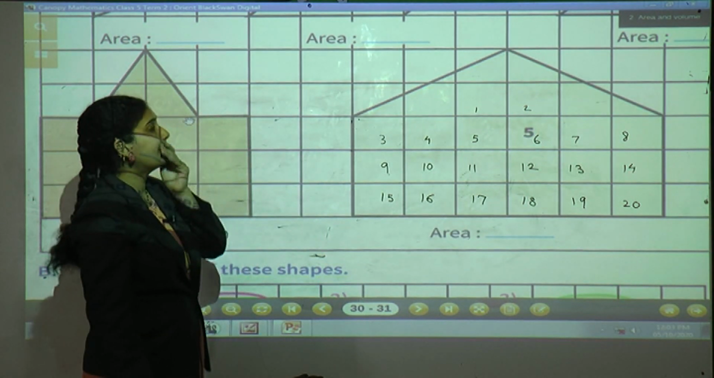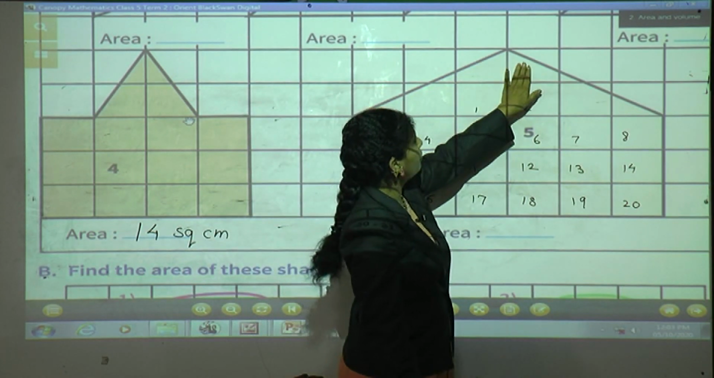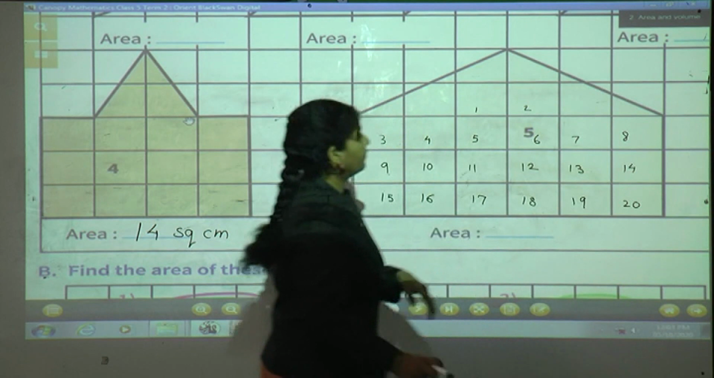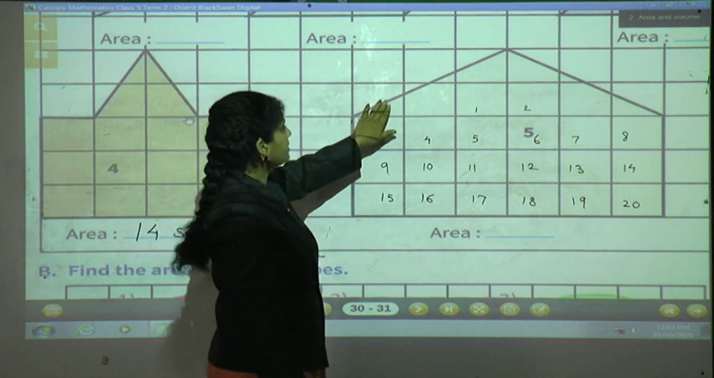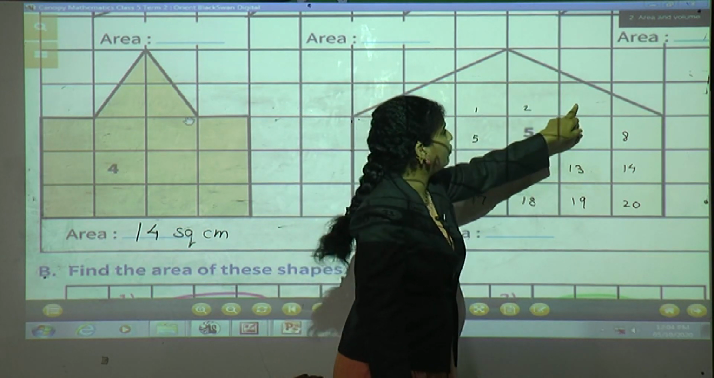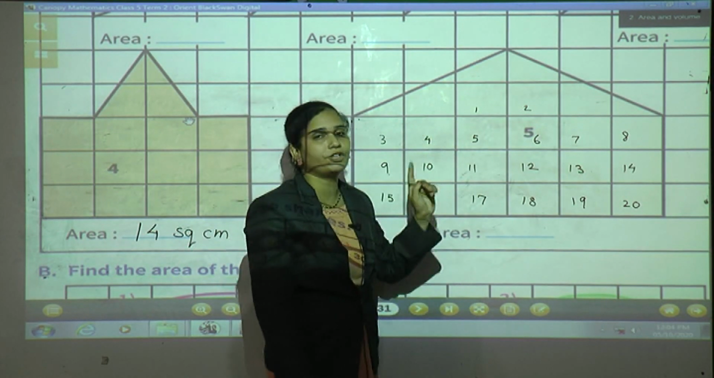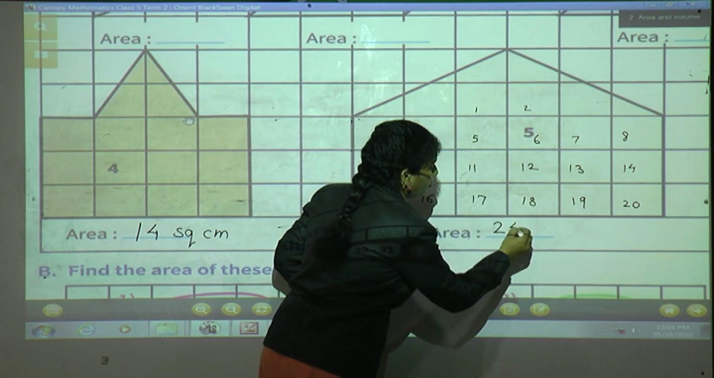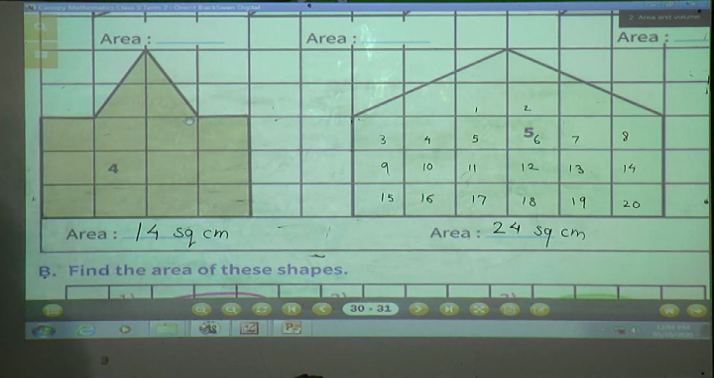Now find half squares. Here 1, 2, 3, 4, 5. Yes, students, here are the 5. Here is a less than the half. So don't count it. Again 1, 2, 3 and 4. Here is also very small. So don't count it. That's why 4 half squares and 20 full squares makes 24 square centimeter. So the area is 24 square centimeter.